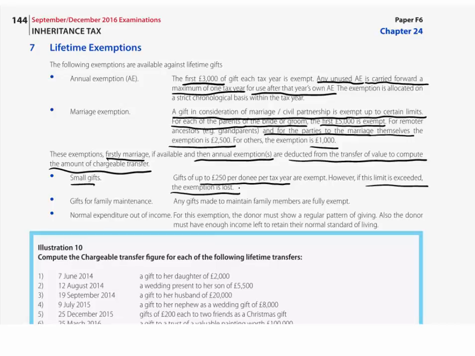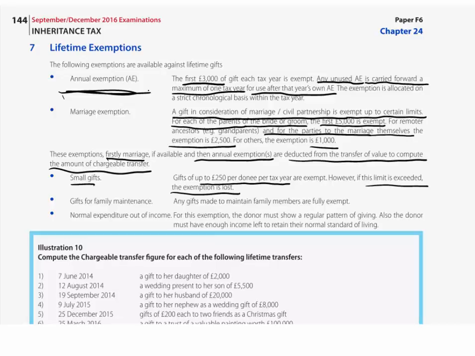Both of those gifts would be chargeable, but of course there may be other exemptions, like the annual exemption we've just mentioned, that are sufficient to cover them anyway. But the small gift exemption would not be available. It's £250 per annum per donee.